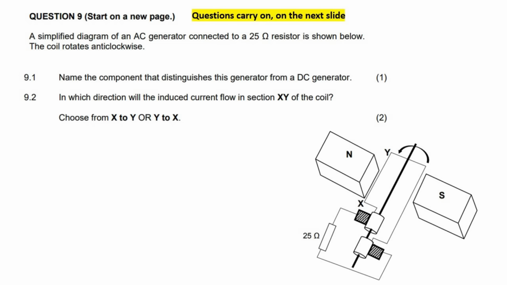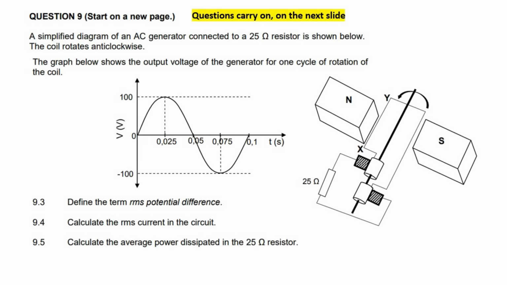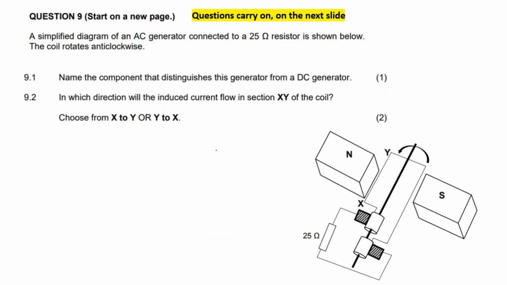The first thing I want to mention here is that we are going to be doing more than these two questions over here. I just couldn't fit everything on one page. So here's 9.1 and 9.2, then 9.3, 4, and 5, and then 9.6. Okay, so let's begin. So it says that we have a simplified diagram of an AC generator. All right, so this is an AC generator connected to a 25 ohm resistor. The coil rotates anti-clockwise. So we can see in the diagram that it's rotating anti-clockwise. The first question says, name the component that distinguishes this generator from a DC generator.